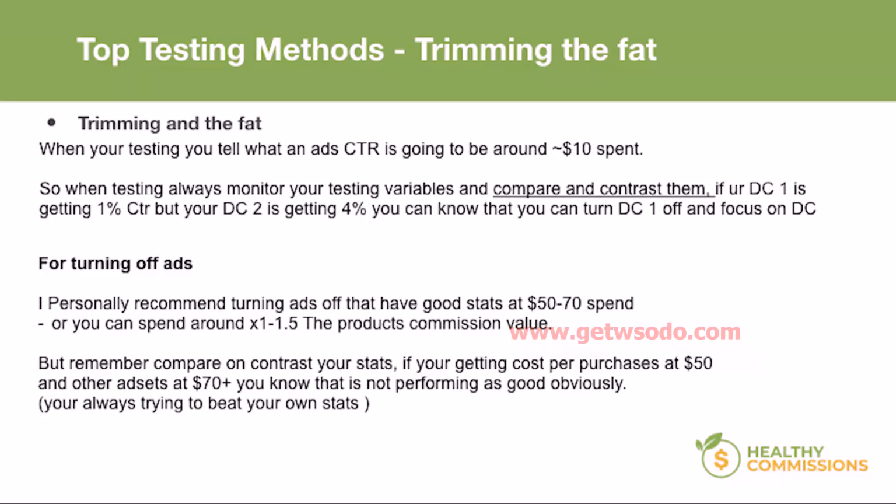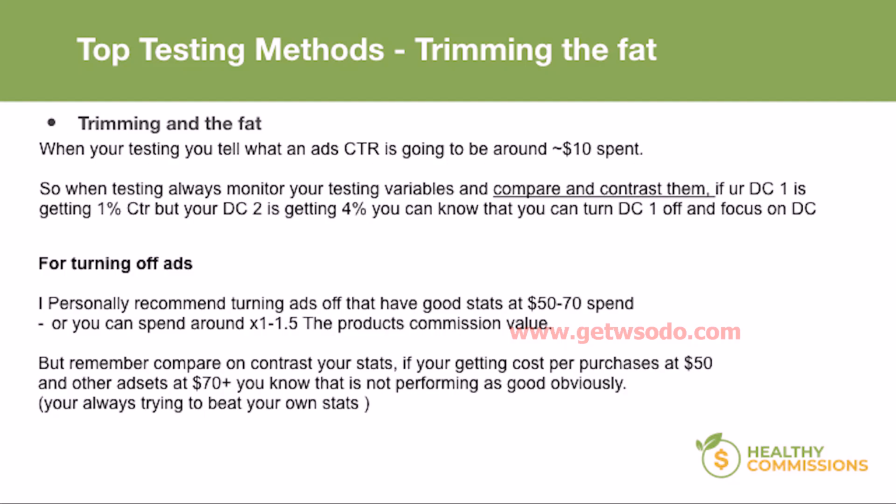But first, it's important to know when to trim the fat, because when you're testing, you don't want to be spending too much money on stuff that isn't working, right? You want to conserve your budget and you want to do stuff accurately. So when it comes to testing, you can tell what your CTR is going to be on your ads in around $10 spend. So when you're testing, always monitor your testing variables and compare and contrast them with all the other ads you're running, right? So if DC1 is getting a 1% CTR, but DC2 is getting a 4% CTR, then you can already tell that you can turn DC1 off and focus on the other DC.